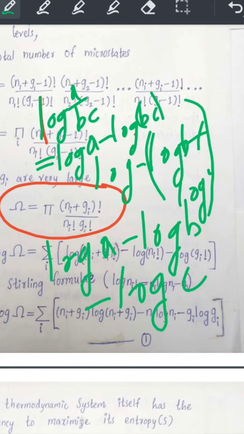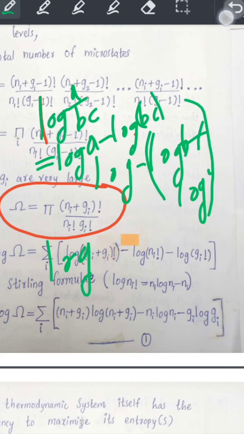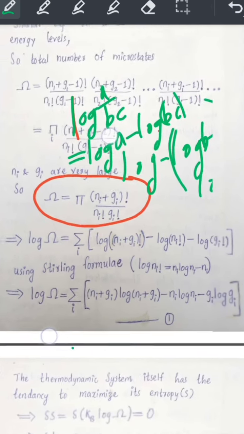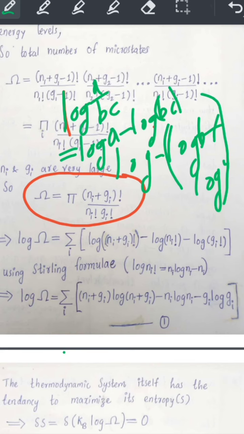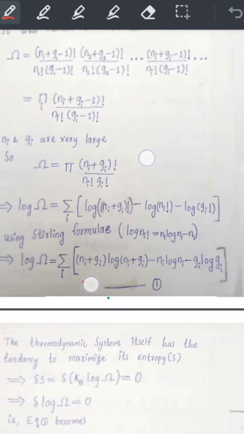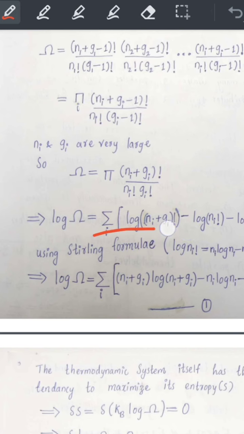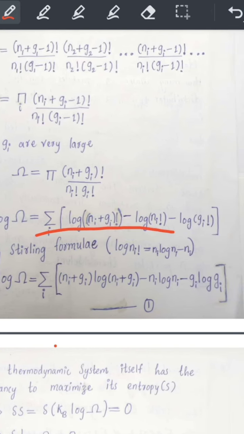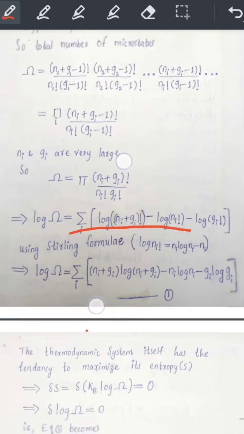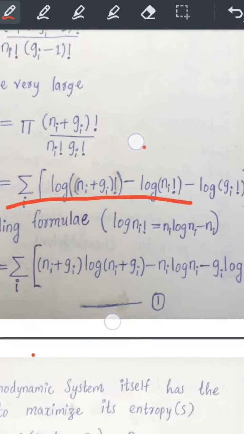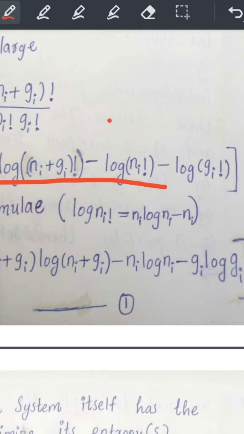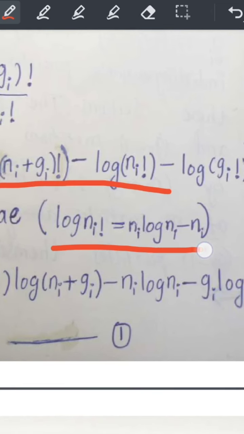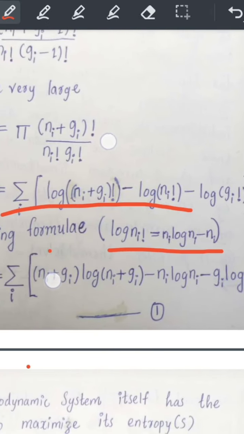So if we apply that here, we get log of Ni plus Gi factorial minus log Ni factorial minus log Gi factorial. You can see that. So for evaluating this expression, you need to know what log of Ni plus Gi factorial, log Ni factorial, log Gi factorial, etc. are. So we use the Stirling formula here. You may know the Stirling formula. The Stirling formula is log Ni factorial is equal to Ni log Ni minus Ni. So simply it is true for any number.